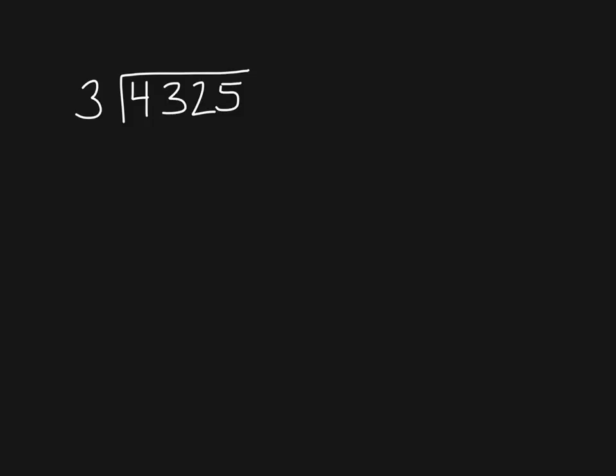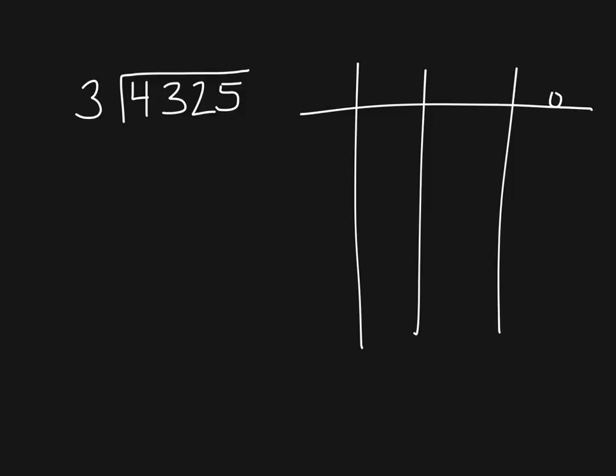Our first problem is 4,325 divided by 3. I am going to start off still modeling this in a tape diagram. And this time we have to go all the way up to the thousands. And if I model the number that we're dividing, we have 4 thousands, 3 hundreds, 2 tens, and 5 ones. And we are dividing into groups of 3.